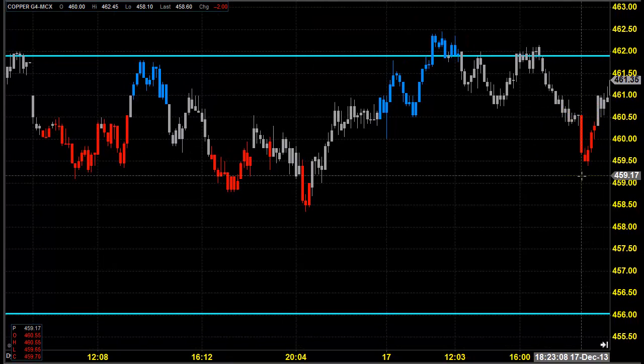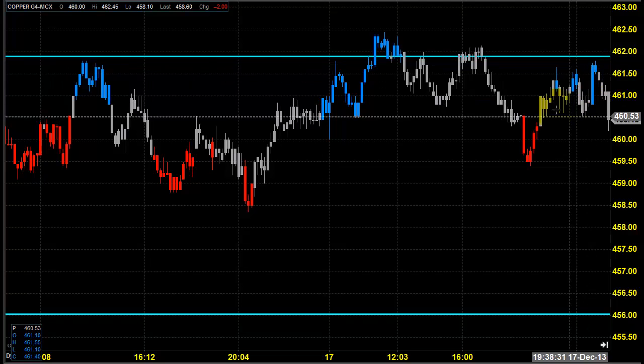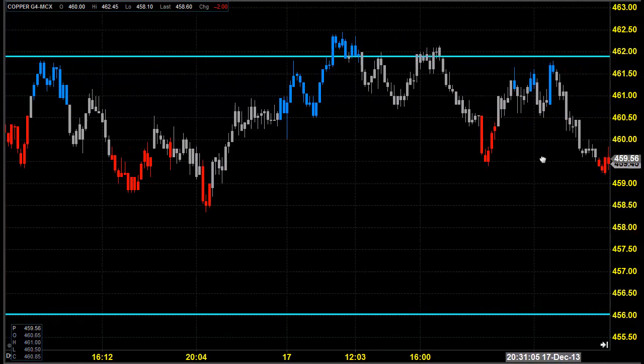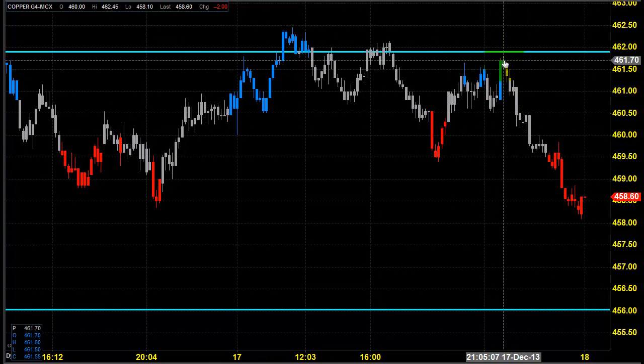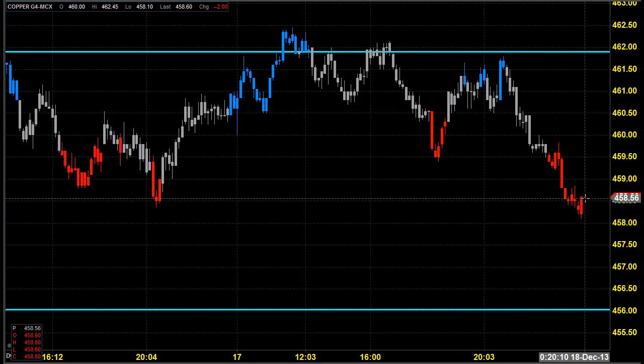There was a failure, the price came down, and again it went and tested 462. You can see how many times the price is testing 462, and there was a continuous failure. At last the price fell down and closed near 458.6.